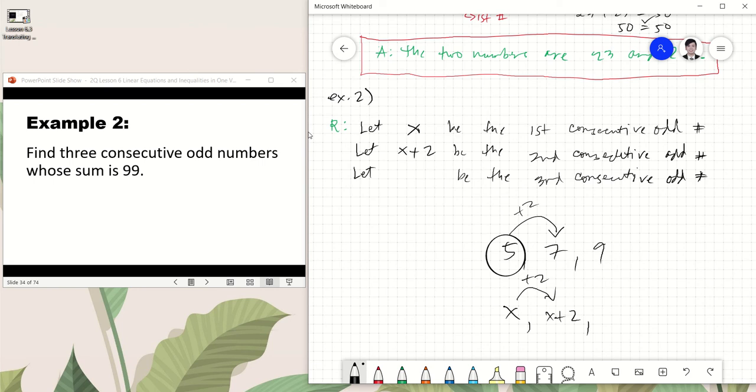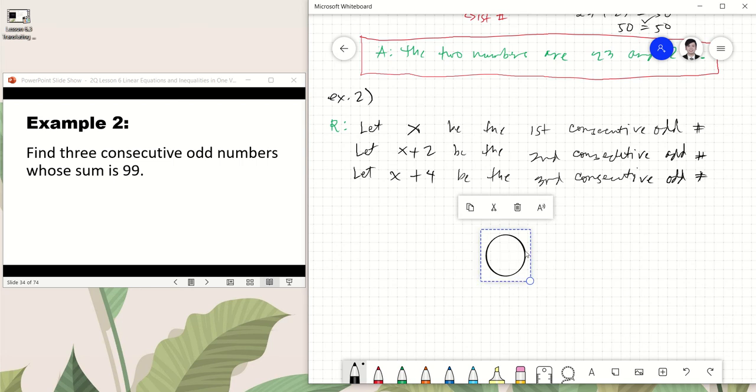Okay, how about the third consecutive odd? Okay, para makuha yung third na 9, ano yung gagawin natin? Mag-a-add lang tayo ng 4. So, ibig sabihin nun, kung ano man lang yung first, we will just have to add it with a 4. Okay? So, don't forget, this is true to both consecutive odd and even. So, ito yung representation natin kung odd or even consecutive numbers yung hinahanap natin.